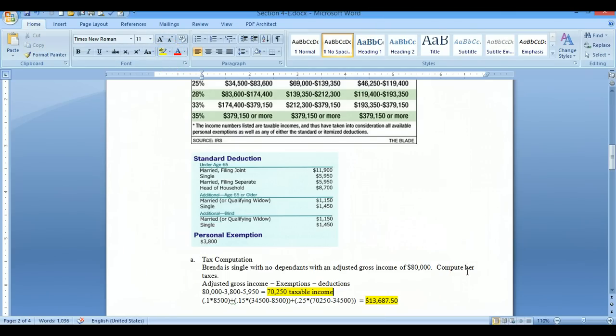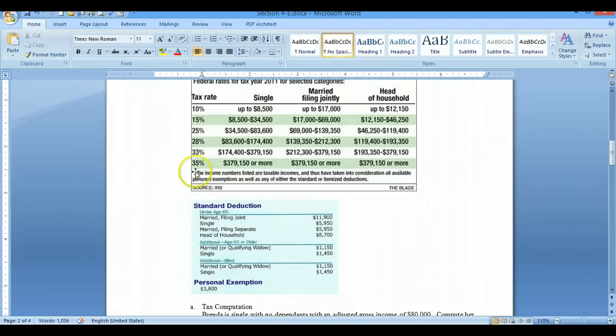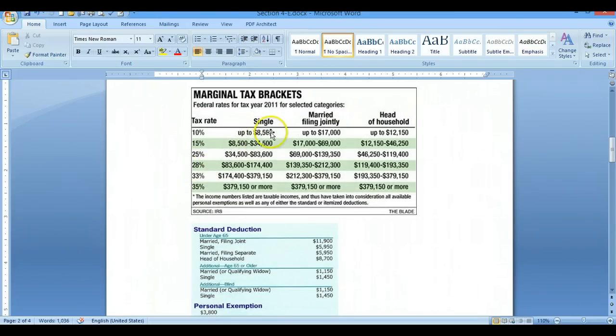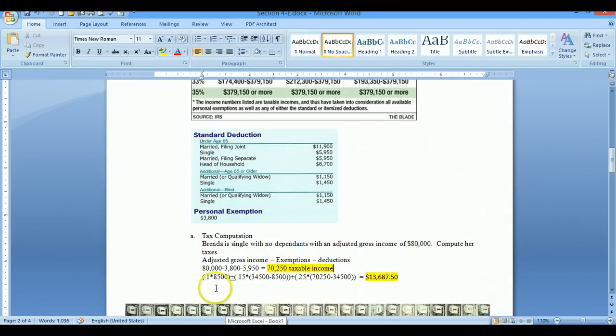Now we need to compute her taxes. For this, we need to come back up to our marginal tax brackets and find that she's single. So the first $8,500, she's taxed 10%. From the money beyond $8,500 to $34,500, she's taxed at 15%, and so on. I like to use parentheses to show that at 10% she has the $8,500. Then for the next bracket, 15%, it's $34,500, and then we subtract the $8,500 that she was taxed over here at the 10%.